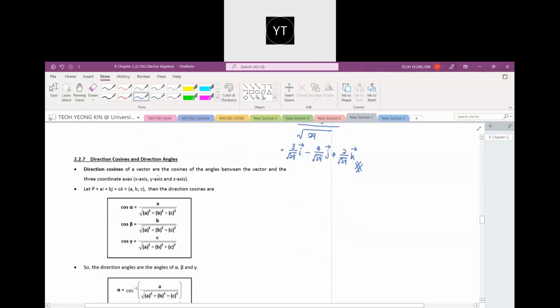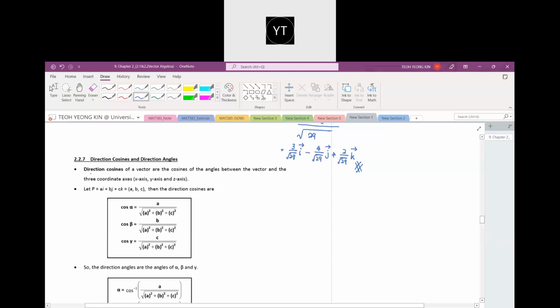And the last part for today's video will be direction cosine and direction angle. This is the last one for this video. Direction cosine and direction angle. So direction cosine.